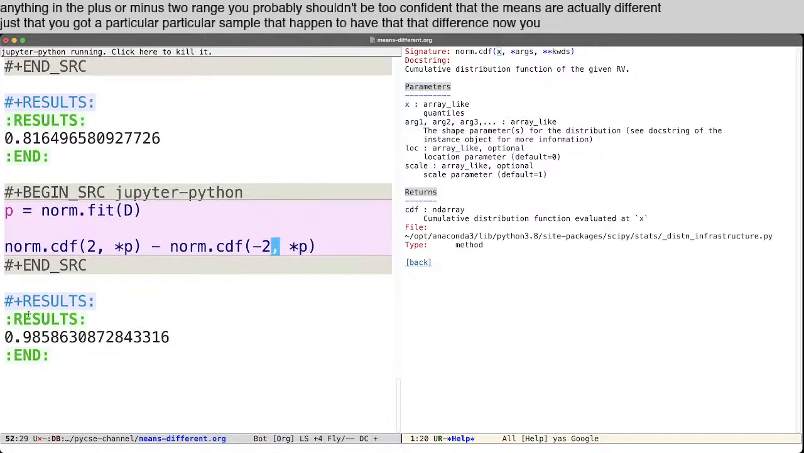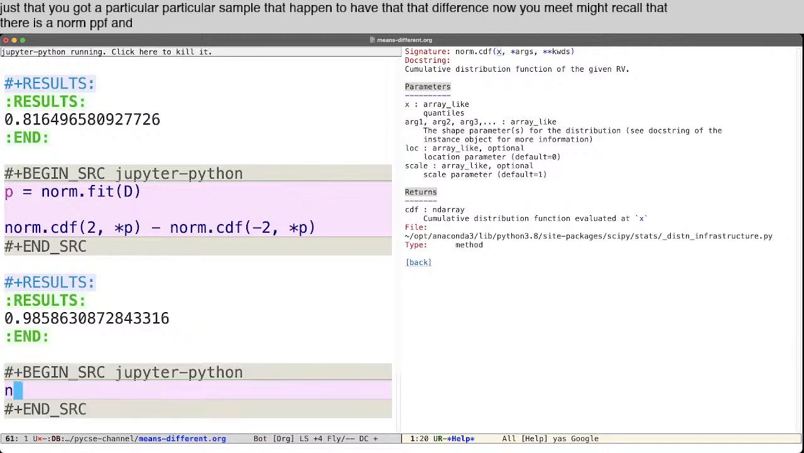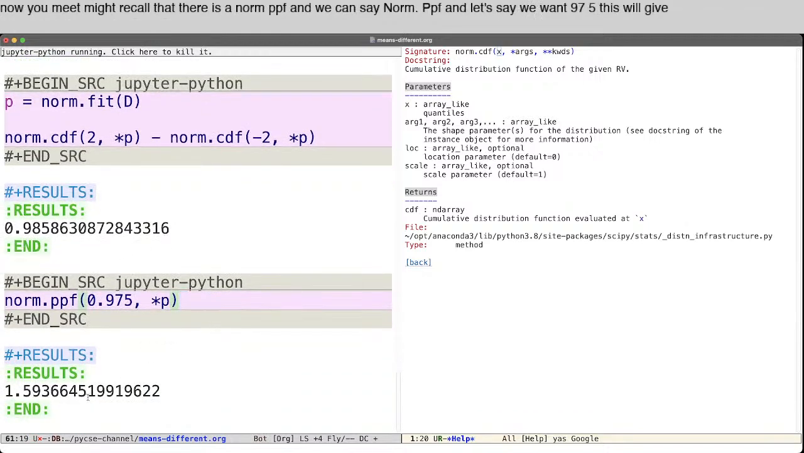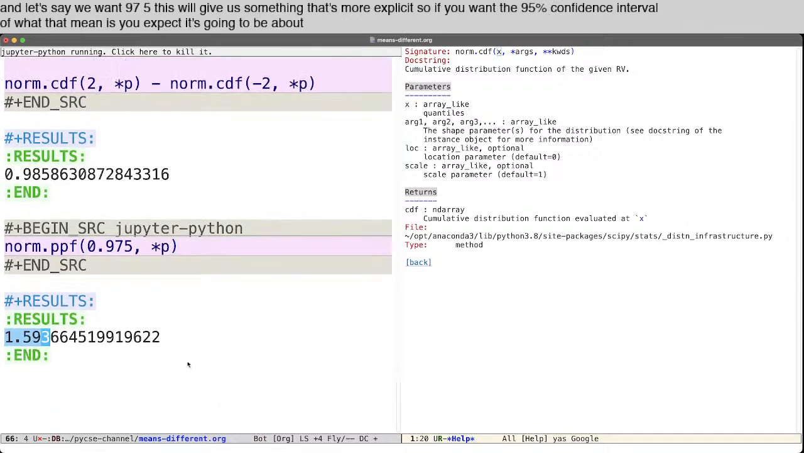Now you might recall that there is a norm PPF, and we can say norm.ppf, and let's say we want 97.5. This will give us something that's more explicit. So if you want the 95% confidence interval of what that mean is you expect, it's going to be about plus or minus 1.59 in this case.